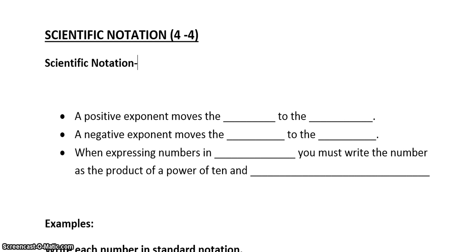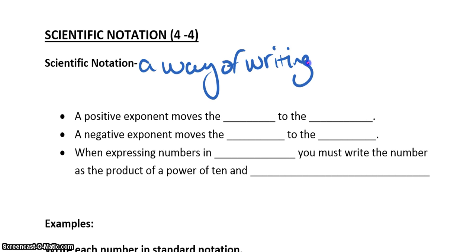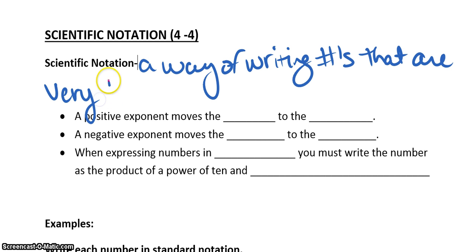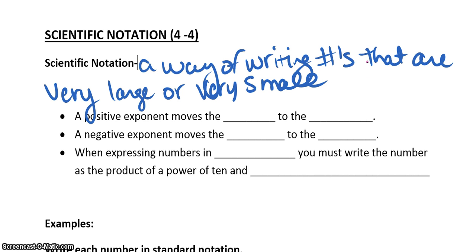So scientific notation is a way of writing numbers that are very large or very small. And that's why it's used, because so many people, when you're copying down little bitty numbers or very big numbers, they have so many zeros in them that it gets to be a tedious thing. So we found a shortcut.